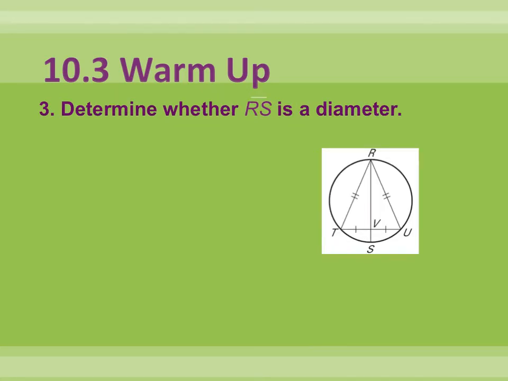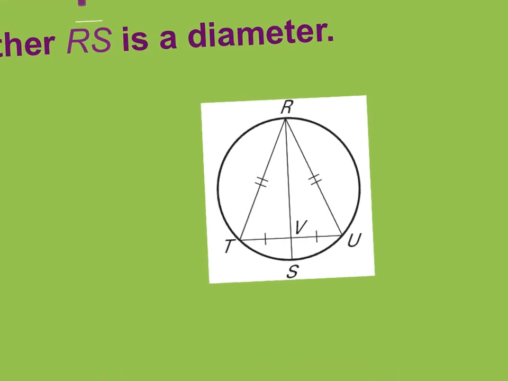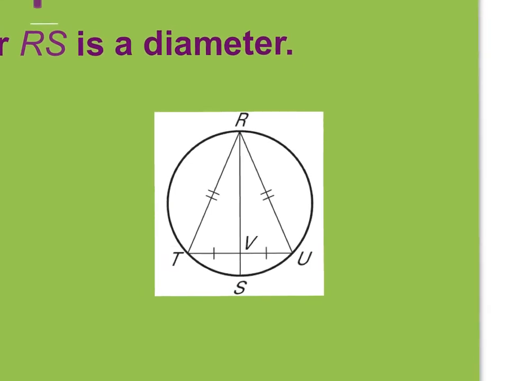And the last one, determine whether RS is the diameter. So what would have to be true if it was the diameter? Has to be perpendicular. Good. So if this was perpendicular, because it's already bisected, right? It bisected that chord. We know that part. But then it has to be perpendicular to that chord.